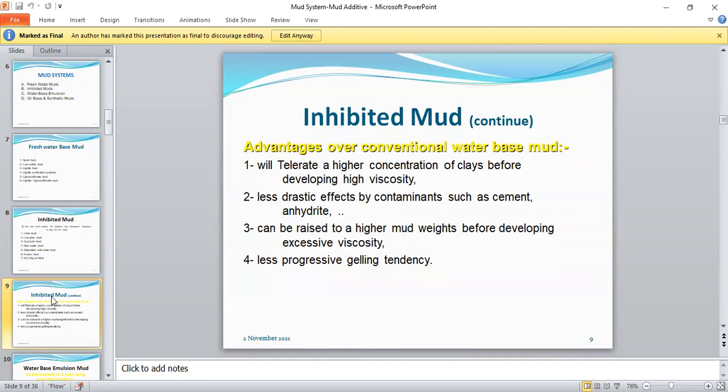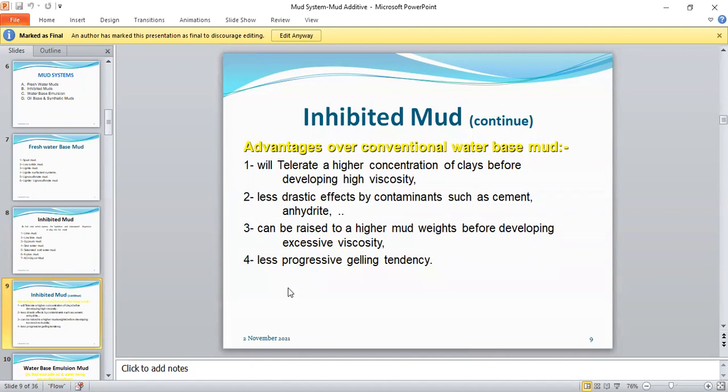Number 4, less progressive gelling tendency. Inhibited mud system. When we talk about less progressive gelling tendency, remember your mud is thixotropic. Thixotropic in the sense that when you agitate it or apply pressure or stir it, it becomes liquid. In dynamic condition, it is liquid when it is circulating.